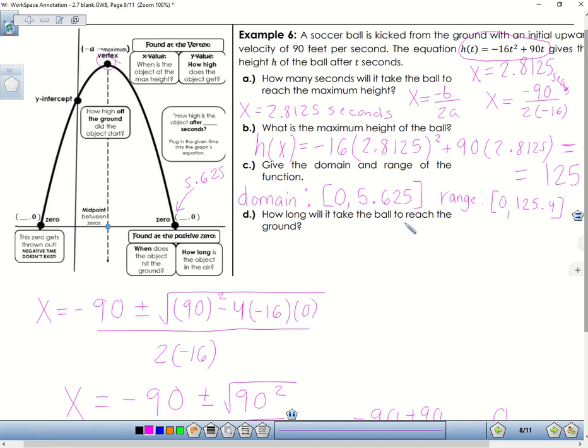Okay? How long will it take for the ball to reach the ground? Well, that would be our maximum time, right? Which we just found, which is 5.625 seconds.